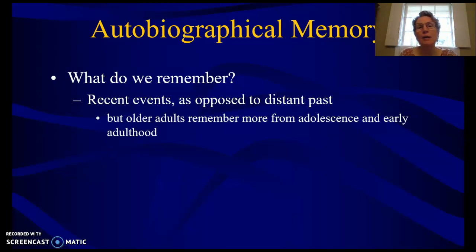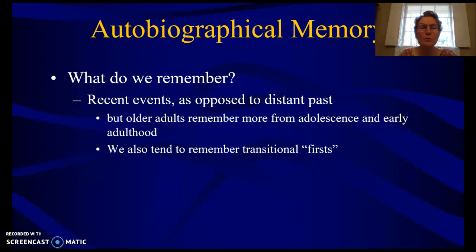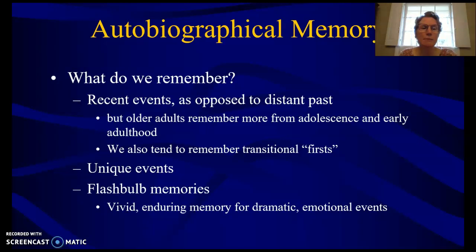Okay, autobiographical memory. What do we remember about our own lives? In general, we tend to remember things that happened recently a lot better than things that happened long ago. An exception to this might be in older adults, where they seem to remember a lot from their childhood and adolescence, maybe early 20s. Have you ever noticed that? If you've been talking to your grandma or grandpa, they might not remember what happened yesterday, but boy, they can tell you a story about their childhood.